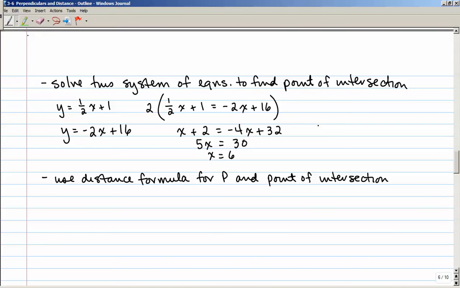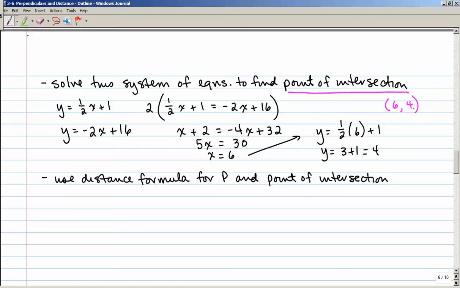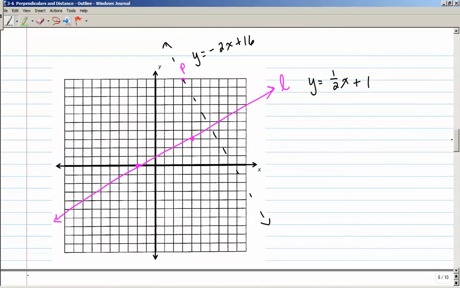Let's plug that into either equation. Maybe I'll go ahead and plug it into the first one. I'm not too afraid of that fraction. So y equals 1/2 times 6 plus 1, or y equals 3 plus 1, or 4. So the point of intersection of those two lines is the point 6, 4. When I solve that system of equations, I figure out where those two lines intersect, and I'll go ahead and graph that on here. That is the point 6, 4. I didn't draw my lines very well, but that's the point right there. That's the point of intersection, 6, 4.